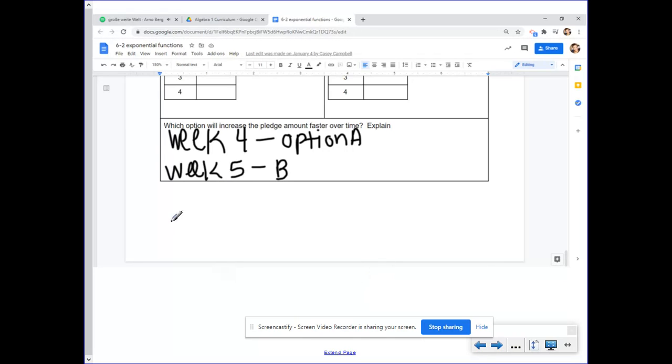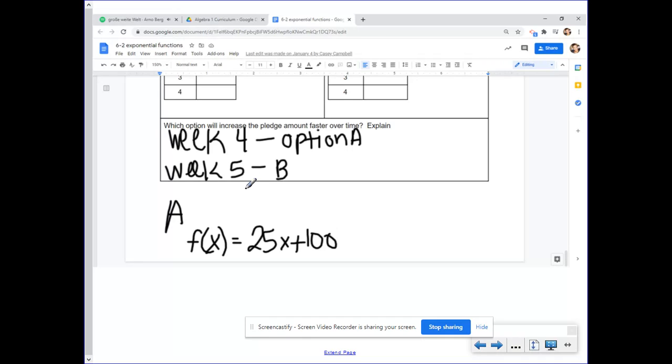Okay, anyway, option A is a linear function. The function is f of x equals, we are increasing $25 every week, and we start with an initial value of $100. That's the equation for option A. That's a linear equation. If you were to graph it, it would be a straight line. Every single week, it goes up by the exact same amount.